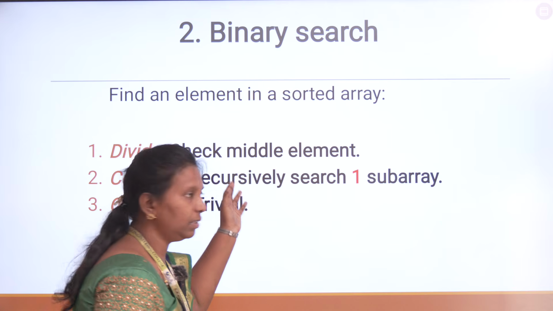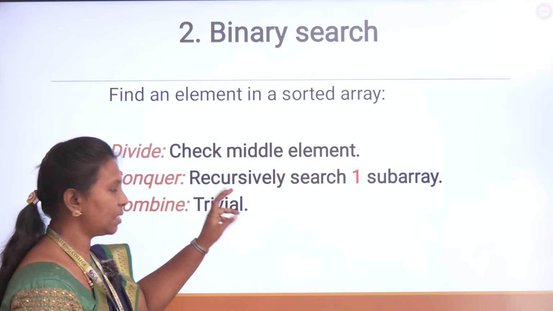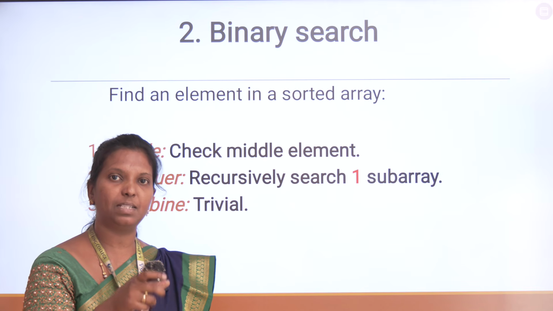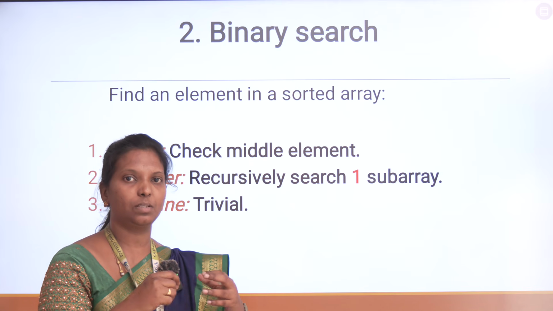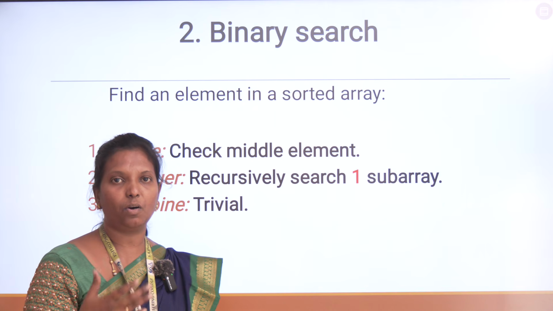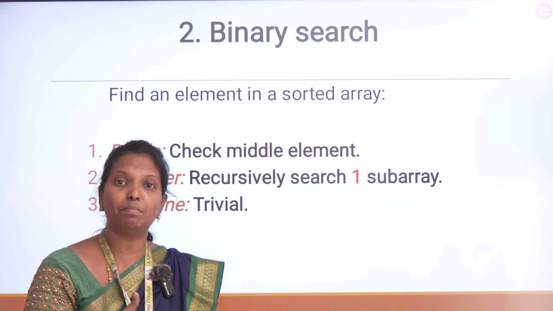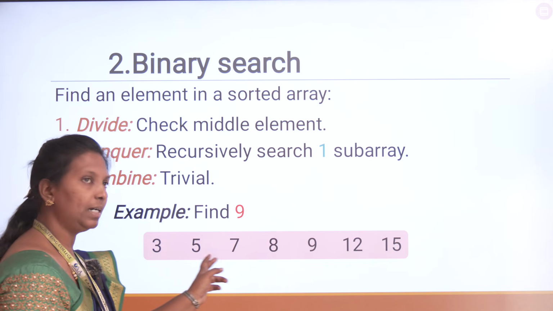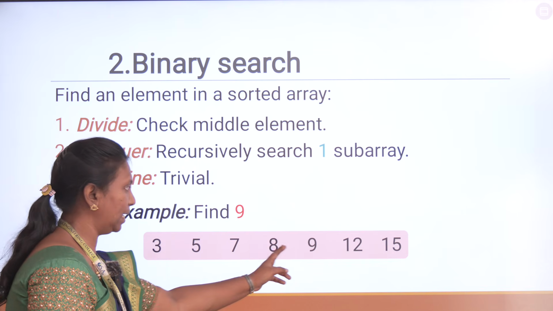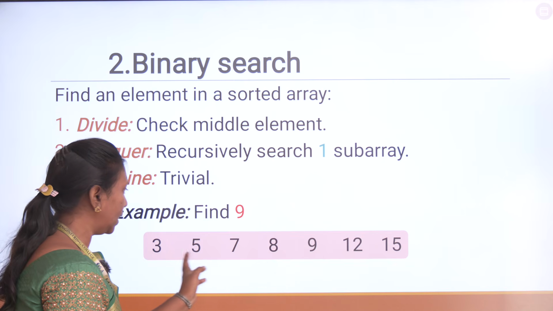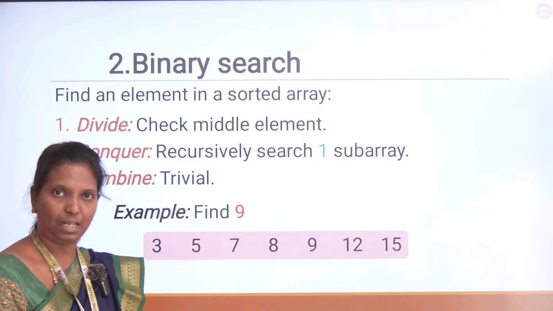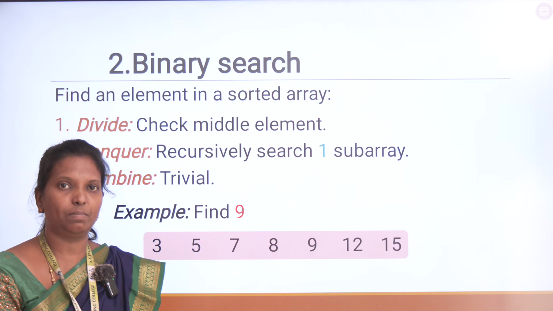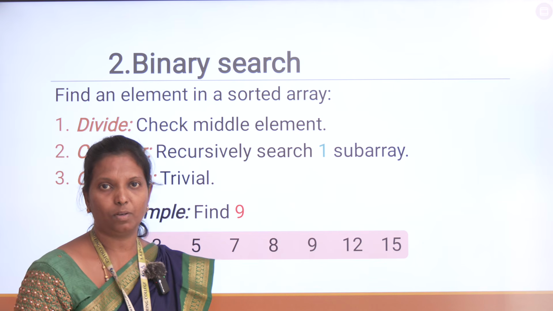So once it searches a sub-array and finds the element, the search succeeds, and it is great for algorithm implementation when following binary search. Let me go with an example. Here I have a list of 3, 5, 7, 8, 9, 12, 15. It comprises 7 elements, and we need to find the element 9 through binary search with the divide and conquer methodology.